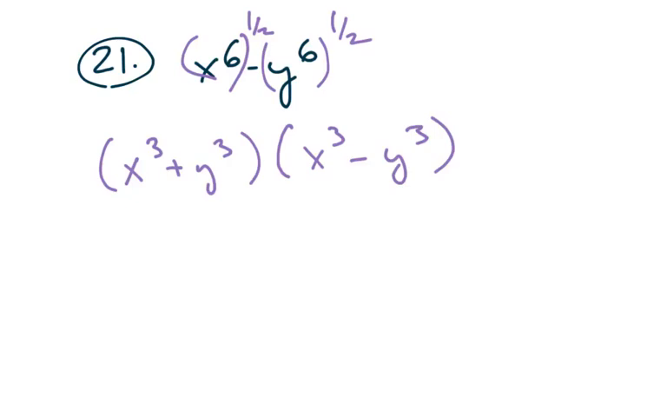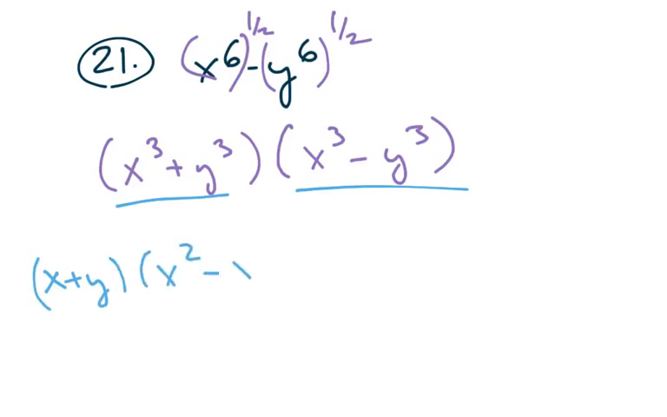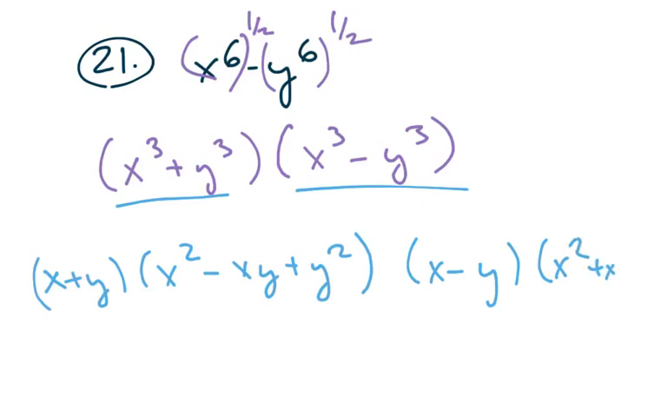Now each of these is the sum and difference of cubes. So this is going to be x plus y times x squared minus xy plus y squared. Literally it's the formula, and the same thing's true on the other one. So x minus y, x squared plus xy plus y squared. And there you have it.